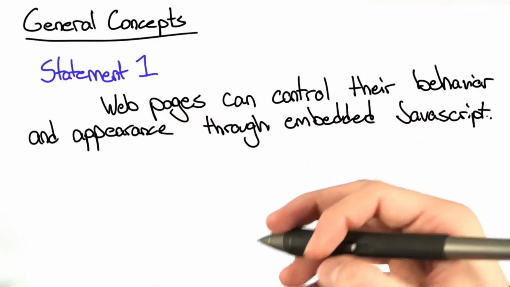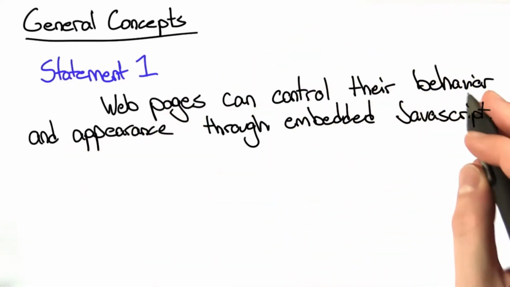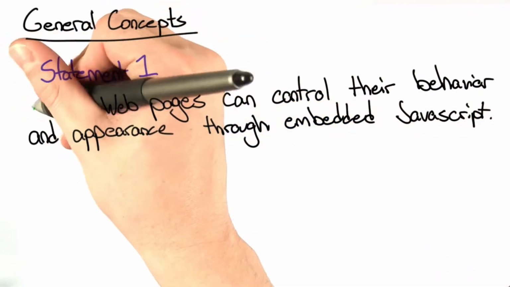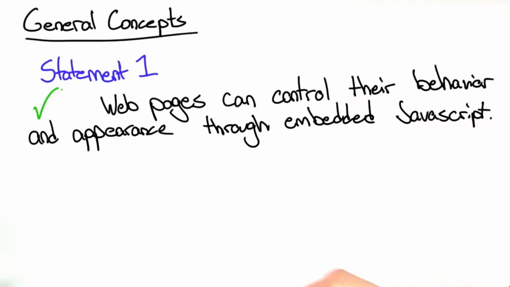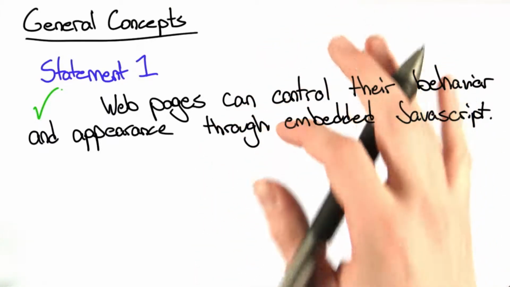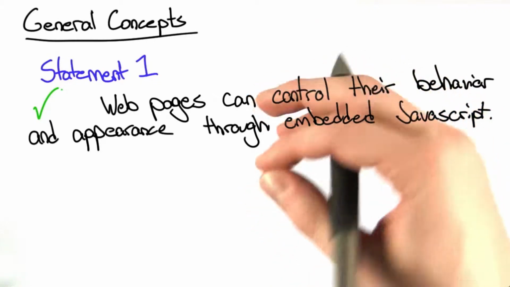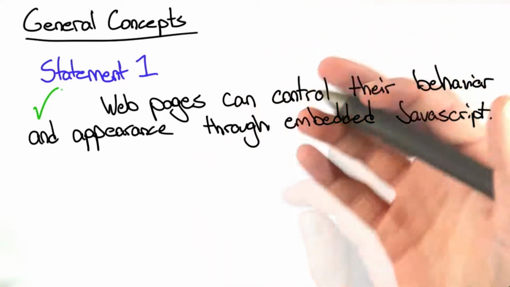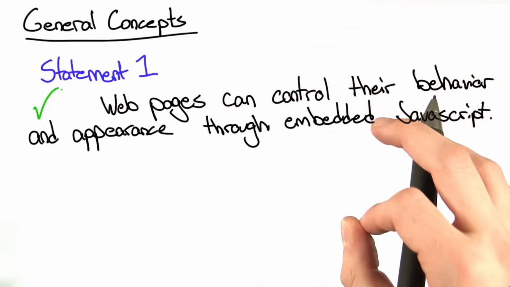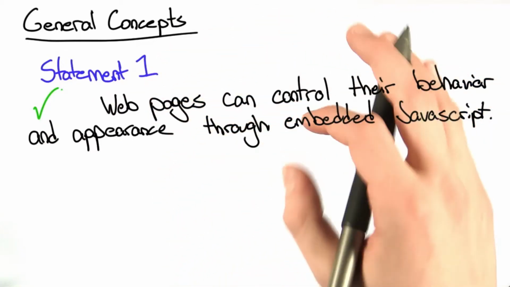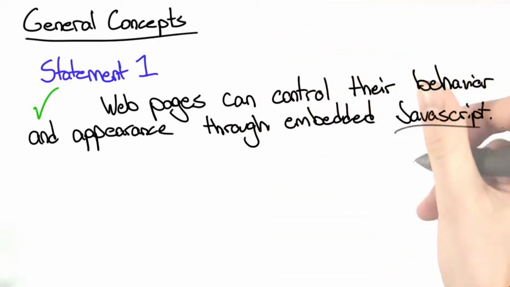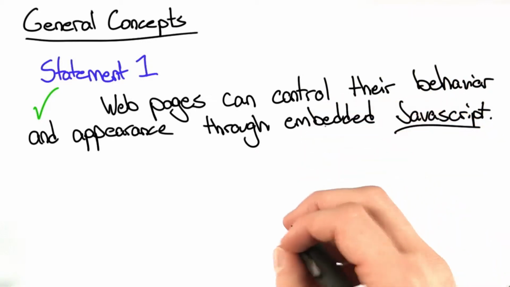Statement 1 says, web pages can control their behavior and appearance through embedded JavaScript. This is definitely true. Almost any web page that you use on a daily basis has tons of JavaScript that make things nice and interactive and speedy. If you were to visit, say, our website without JavaScript enabled, there'd be almost nothing you can do. Nothing would load, nothing would be interactive. And it's really not an overstatement that JavaScript is the basis for modern web applications.